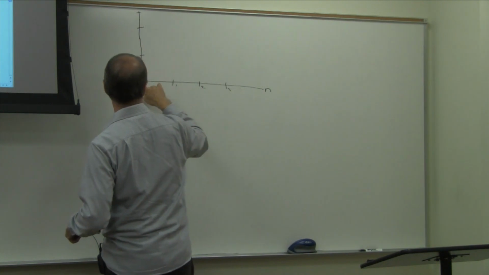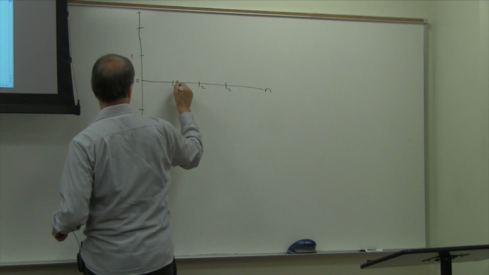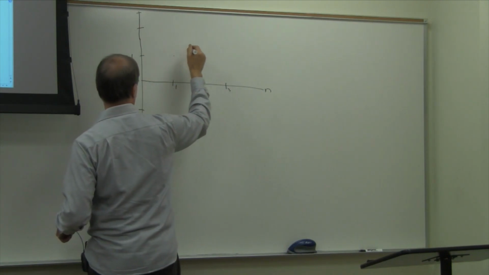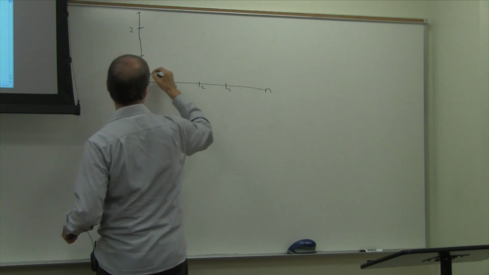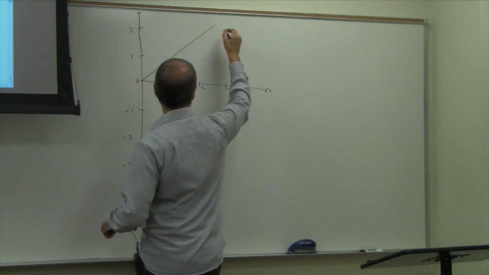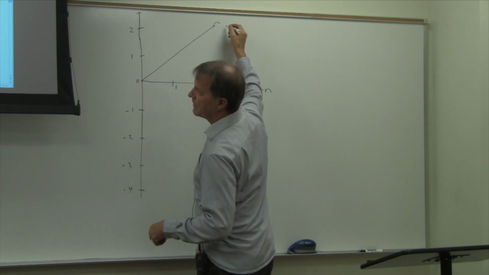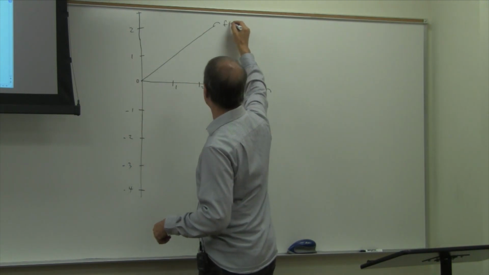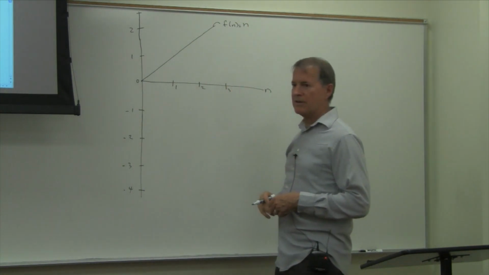So that goes through 0, 0, right? Is that right? Yes. And then it goes through 1, 1, and then 2, 2, right? So it's like this. Okay, so this is f of n equals 1. But what does f of n equals log n?